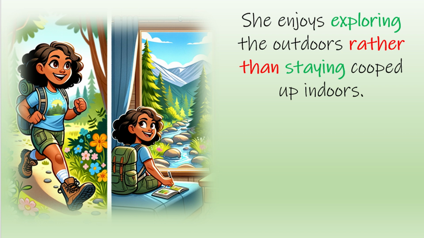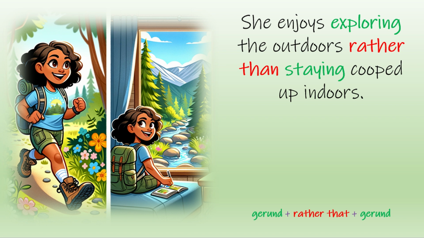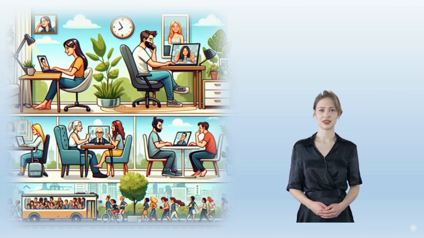She enjoys exploring the outdoors rather than staying cooped up indoors. She enjoys exploring the outdoors. This part of the sentence describes what she prefers to do. It is her favorite activity, indicating a positive feeling towards being outside. "Rather than," in this sentence, effectively highlights her preference for outdoor activities over indoor ones. Since "exploring" is an -ing form, the verb in the second part of the sentence should also be in the same form, "staying." Now let's move on to the examples which can be used in your essay.